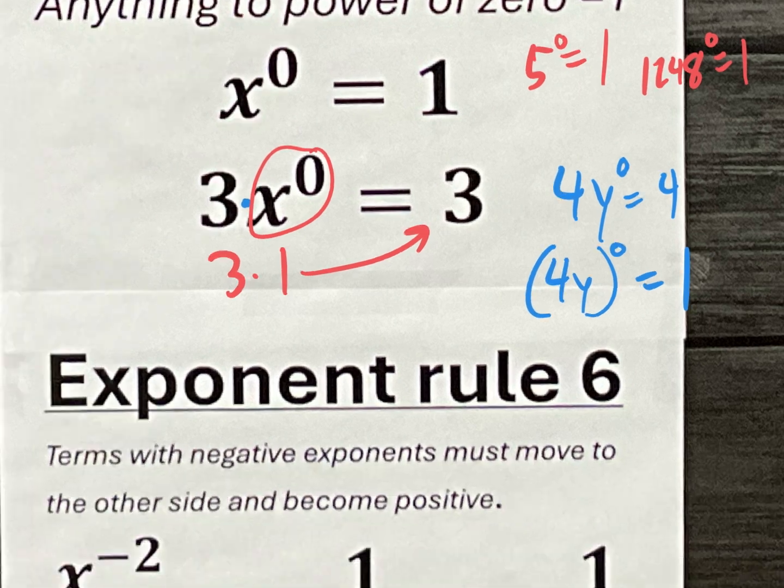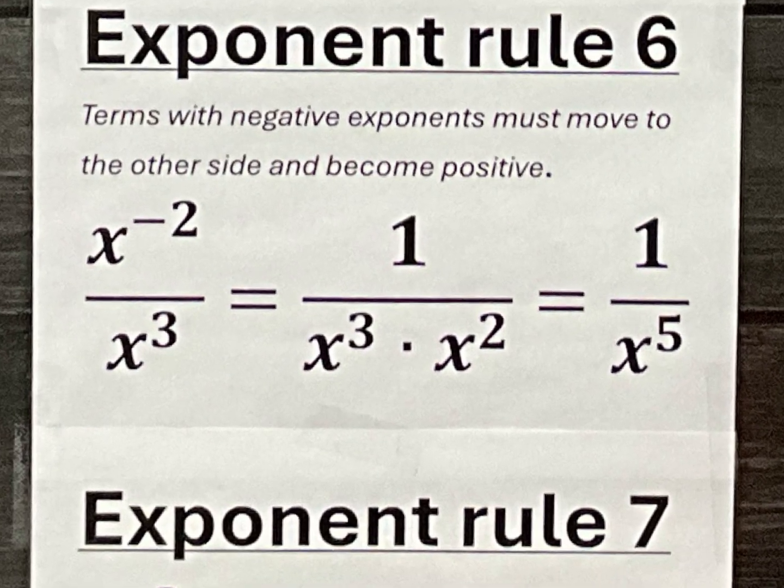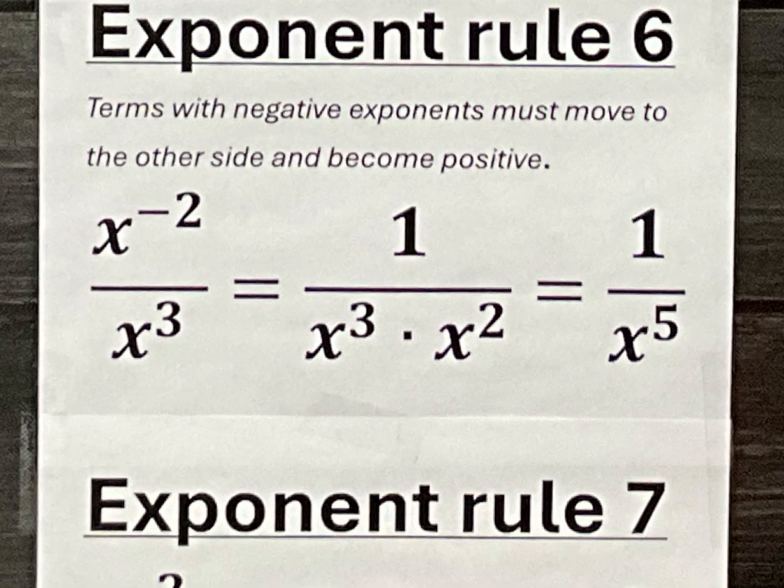Okay, rule 6. This is the negative exponent rule. I apologize for rushing through this. This is all stuff that we should have already mastered in Algebra 1. But I'm just reviewing it. And anything with the power of a negative exponent, you're going to have to grab it and move it to the other side. So you have x to the negative 2 over x to the positive 3.